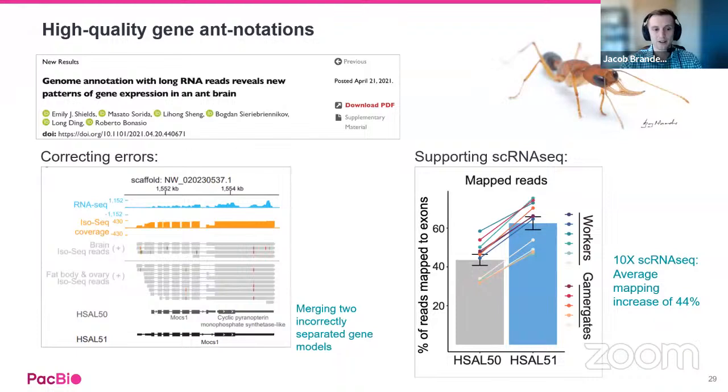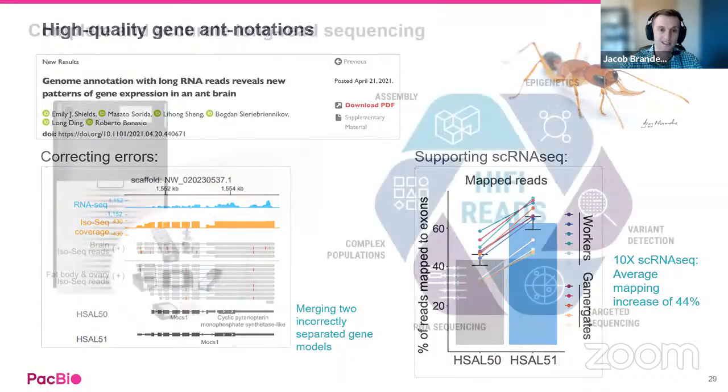When they paired Iso-Seq to this genome of interest, they were able to correct different gene models from both the brain and the fat body and ovary systems. Using those updated models, they were able to get increased mapping from their short read data by about 44%. So this is a great example where long reads and short reads can play together as one technology to really drive forward the different questions that researchers might need to answer.